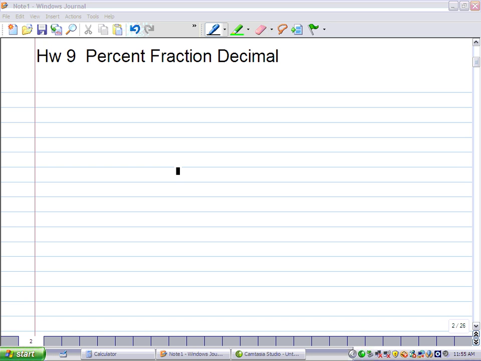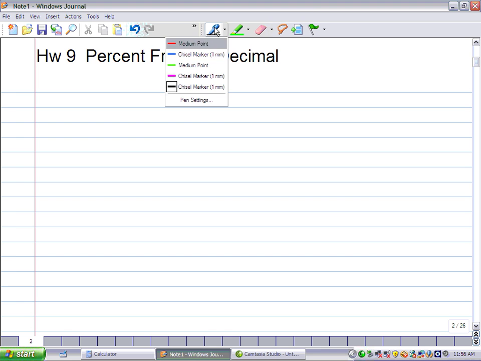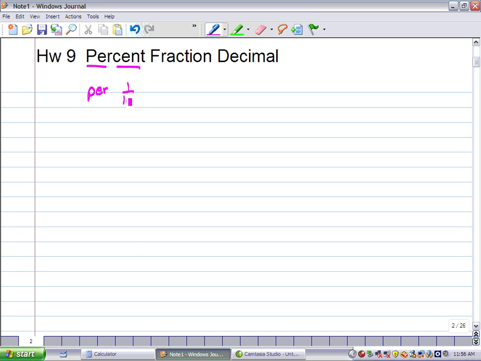In this first section of Homework 9, we are going to talk about percents, fractions, and decimals. You may notice that the word percent actually means per hundredth. So we're talking about per hundredths, pieces out of 100. First thing we want to talk about is converting percents, fractions, and decimals to one another.